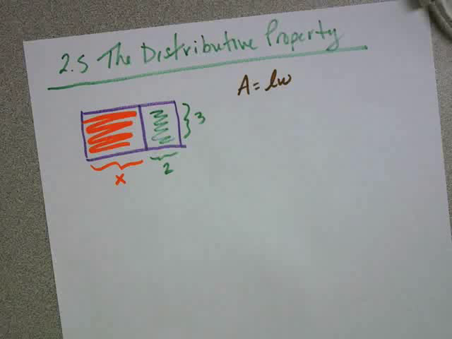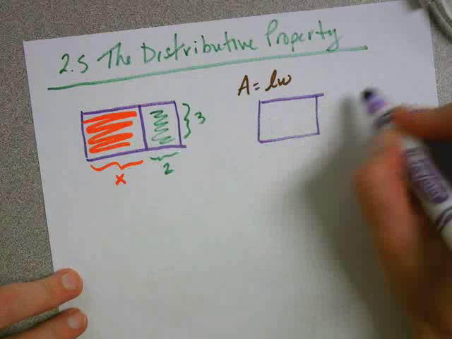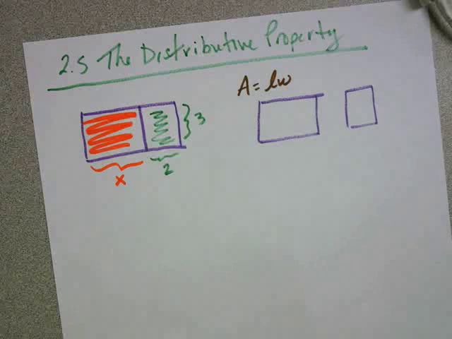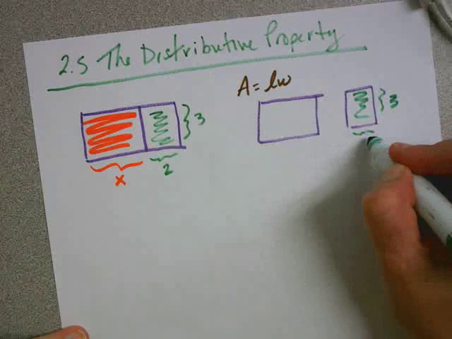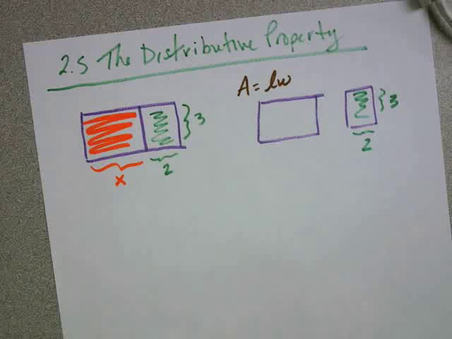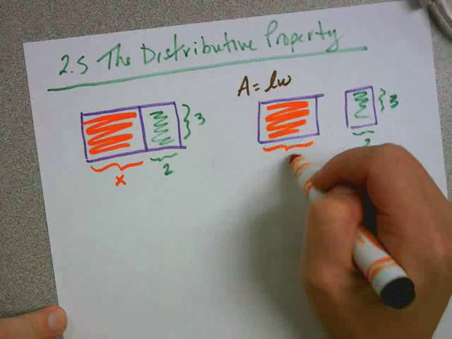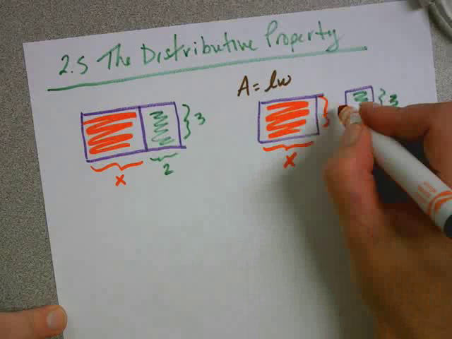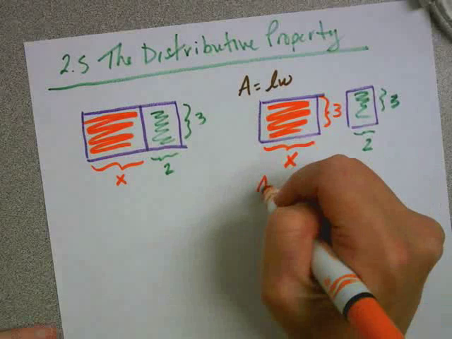If you weren't sure what to do, we could find the area of each one separately and then add them together. So I'm going to make them two separate rectangles. Here's my green guy over here, with distances 3 and 2. And then my orange guy, length was x, and then what's the width? Well, it's the same as that one, right? It's 3.